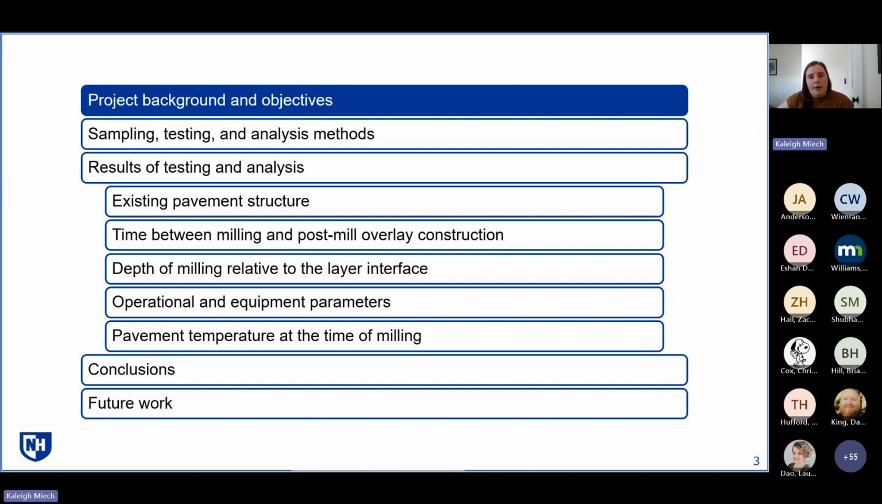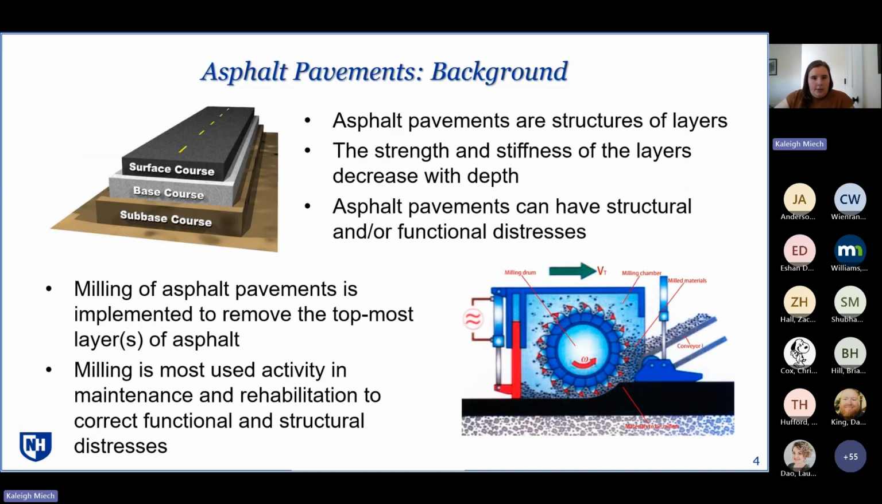So beginning with the project background and objectives. As we all know, asphalt pavements are structures of layers, and the strength and the stiffness of the layers decrease with depth. Asphalt pavements can have structural and or functional distresses. And so we use milling commonly in asphalt pavements to remove the topmost layers of asphalt, which is used as a maintenance and rehabilitation method to correct functional distresses and also sometimes structural distresses.